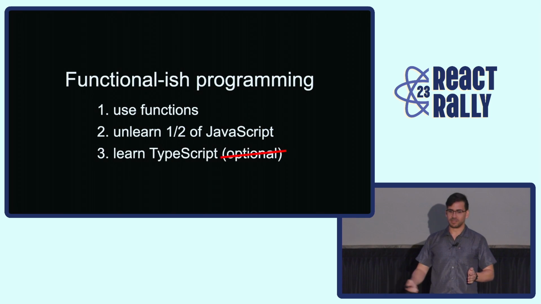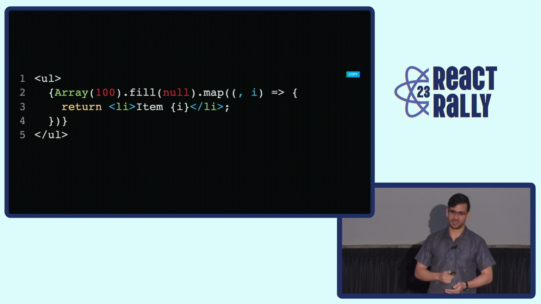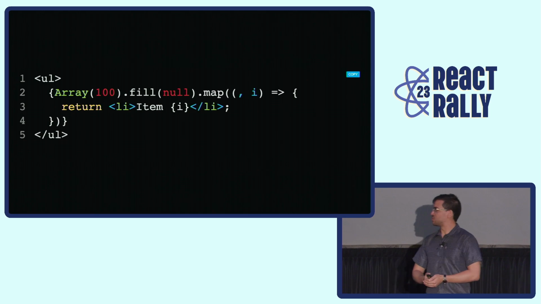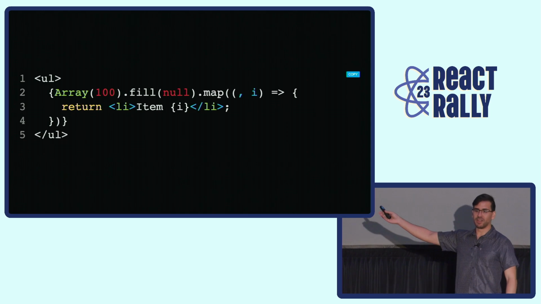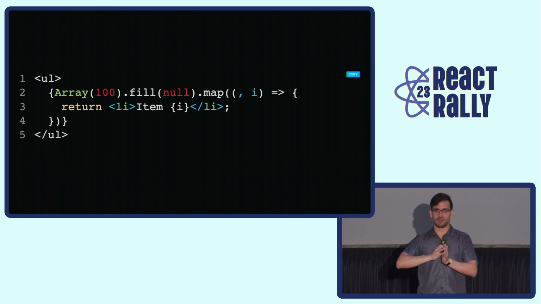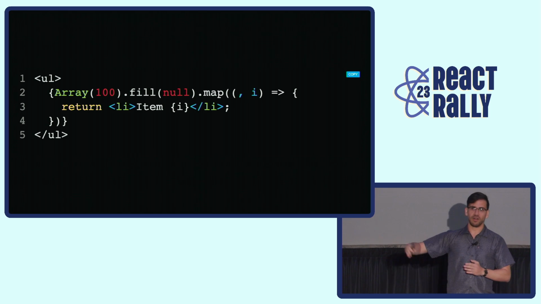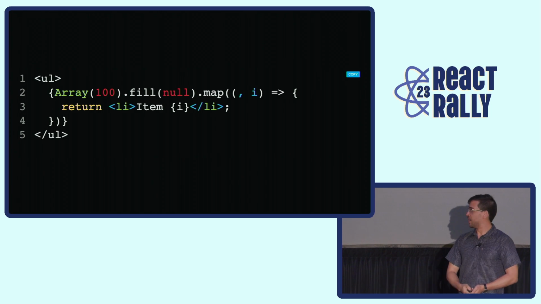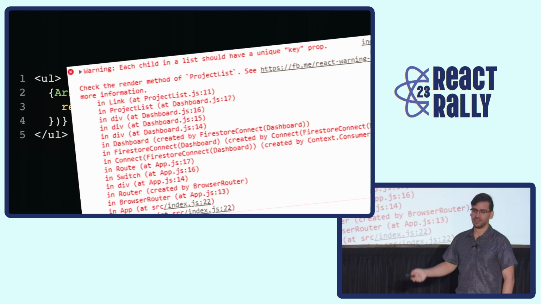unlearning half of JavaScript, and learning TypeScript, which is pretty much required nowadays. So now you have to do this weird thing in order to create an array of 100 things. I do this by muscle memory, and I read in an article there are like 6 different ways to create an array of 100 elements where they're all incrementing. It's really weird. But yeah, we're still forgetting a key, right?